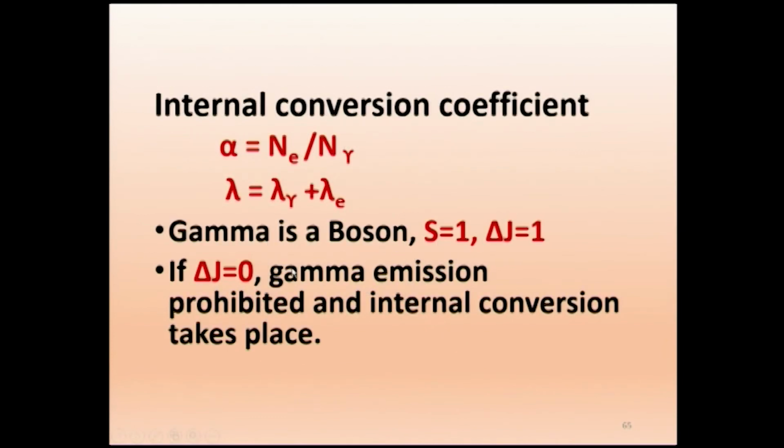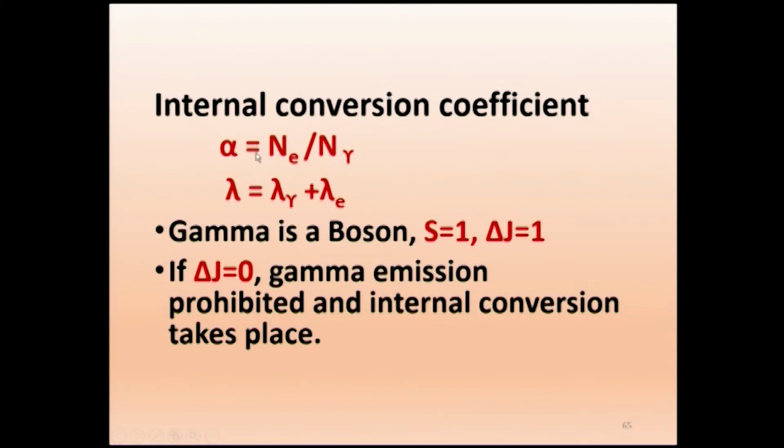Now, here as we said, it is a competing process. So, for internal conversion we call it a coefficient, that coefficient alpha we put. N_e is the number of internal conversion electrons which are emitted, and N_gamma is the number of gammas. Therefore, this will be a small quantity and this a larger quantity. That N_e by N_gamma we call the internal conversion coefficient.